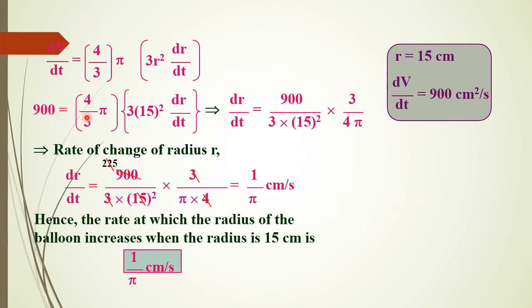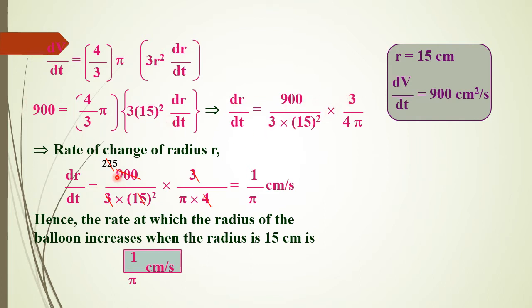Next, the radius is also given. Substitute everything in this differentiated term. So 900 equals 4 by 3 pi, 3 into 15 whole squared, then dr by dt. You write dr by dt like this only. This is what we are finding in this question. Next, for dr by dt, you cross multiply 4 by 3 pi and 3 into 15 whole squared with this 900. Therefore 900 divided by this; the numerator terms go to the denominator side, and the denominator terms come to the numerator side.